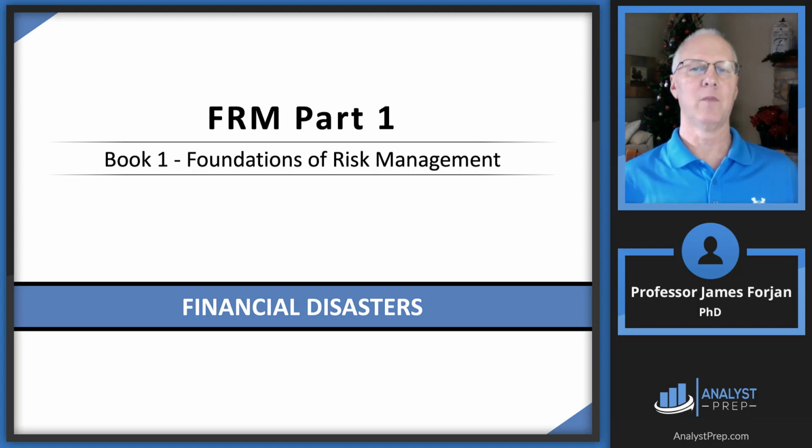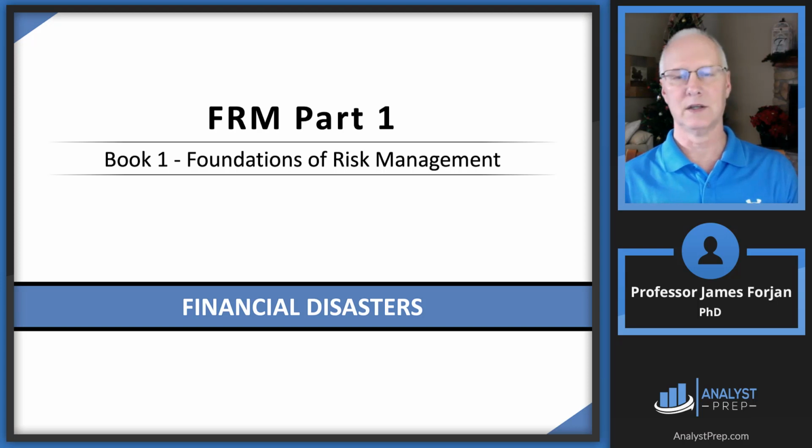This is FRM Part 1, Book 1, Foundations of Risk Management, and the chapter on financial disasters. We've been talking a lot in the previous chapters about the importance of identifying risk, quantifying risk, and managing that risk. And this chapter, which is called Financial Disasters, could be called, hey, let's talk about some examples of the violations of not identifying risk, not quantifying risk, and not managing risk.